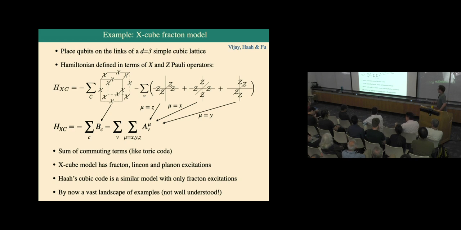I'll mention that there's a similar model called Haah's cubic code, where the non-trivial excitations are all fractons. Okay, that model was discovered first, but I think it's in a lot of ways more complicated, still much less understood. And by now, there's really a vast landscape of examples, of which this is just one, and we have very little understanding of that landscape overall, I would say.